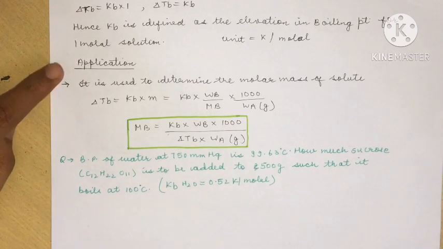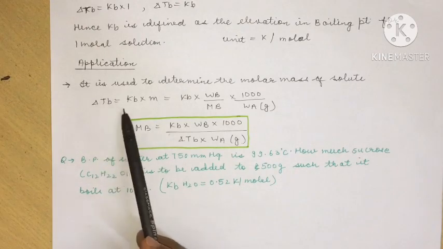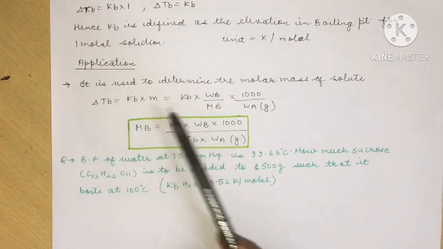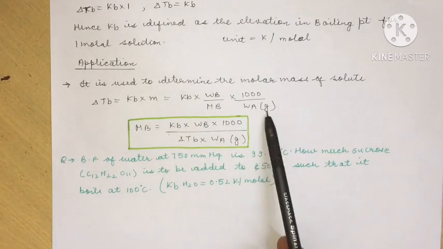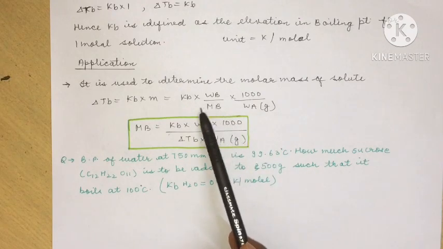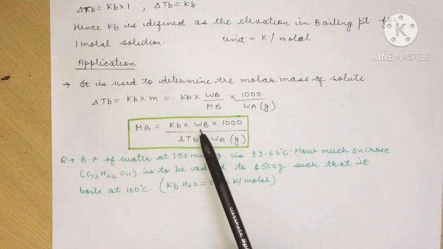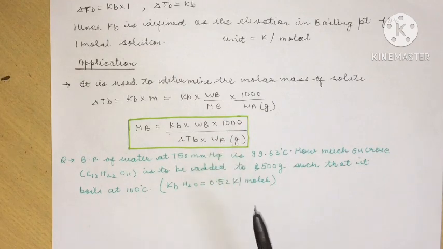Now let us see the application of this colligative property to calculate the molar mass of solute. It is used to determine the molar mass of solute, and the formula is very simple. We know delta Tb equal to Kb into m. Instead of m we can write Wb upon Mb into the weight of solvent in kg, but here it is in grams, so we put 1000. Solving for Mb we get Kb into Wb into 1000 upon delta Tb into Wa in grams.